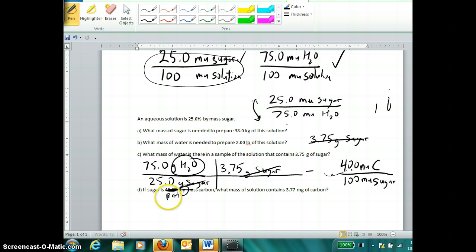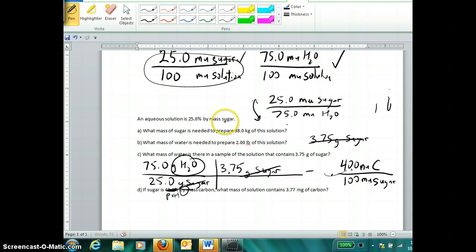So I'm being told, if I'm being told that sugar is 40% by mass carbon, there are 40 parts by mass of carbon for every 100 parts or whole parts of sugar. Now, I'm not sure what the other parts of sugar are. Is there more than one? Is there some other element? So I can't really write the other part to whole ratio in this case.